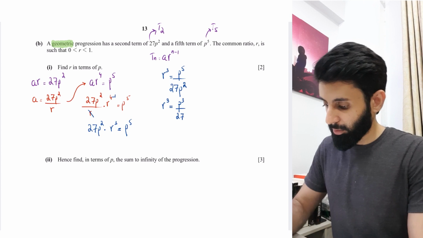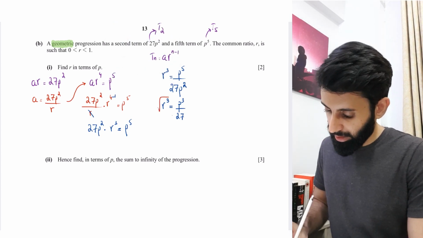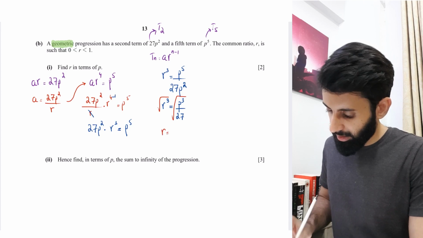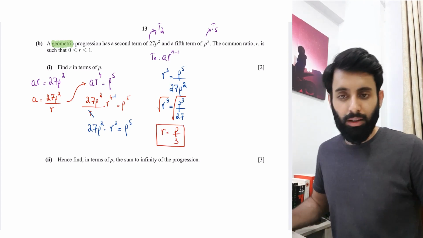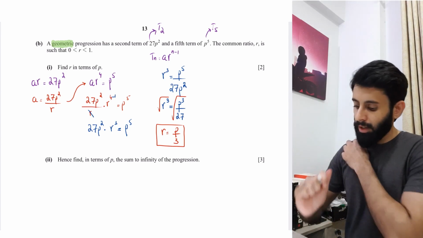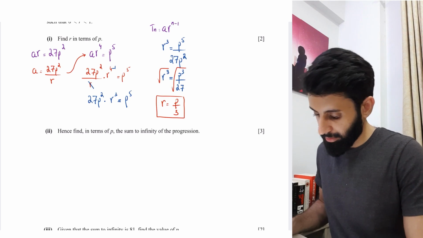Now I still don't have what r is equal to. That means you need to take the cube root on both sides. When you do that, you get r is equal to p, and the cube root of 27 is 3. So now you have what r is equal to. It's equal to p upon 3. Then it says, hence find in terms of p the sum to infinity of the progression.